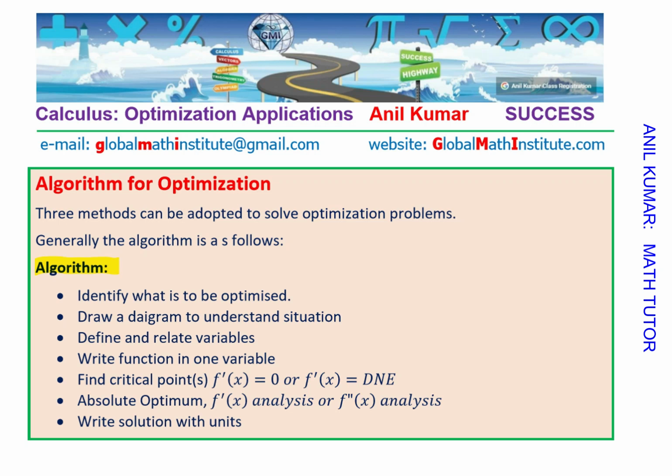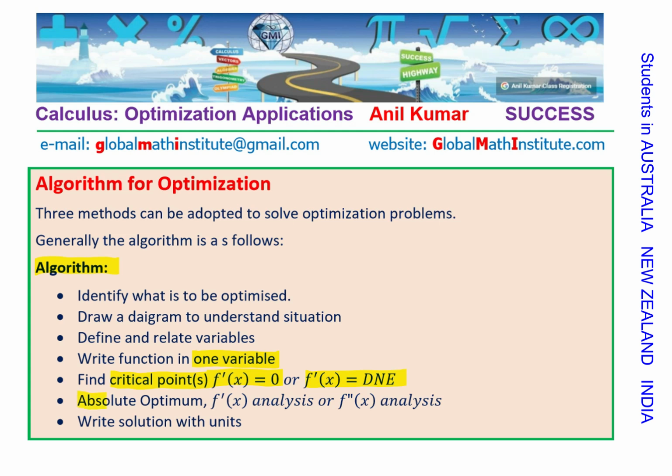Define and relate variables. There are many variables involved when we are checking the volume, correct? Write a function in one variable. Now, this is very critical. Then we have to find the critical points, which basically is first derivative is either 0 or it does not exist. Once you find the first derivative, there are three different ways of finding the optimum value, and based on those three different ways, we'll take up at least three different videos for you.